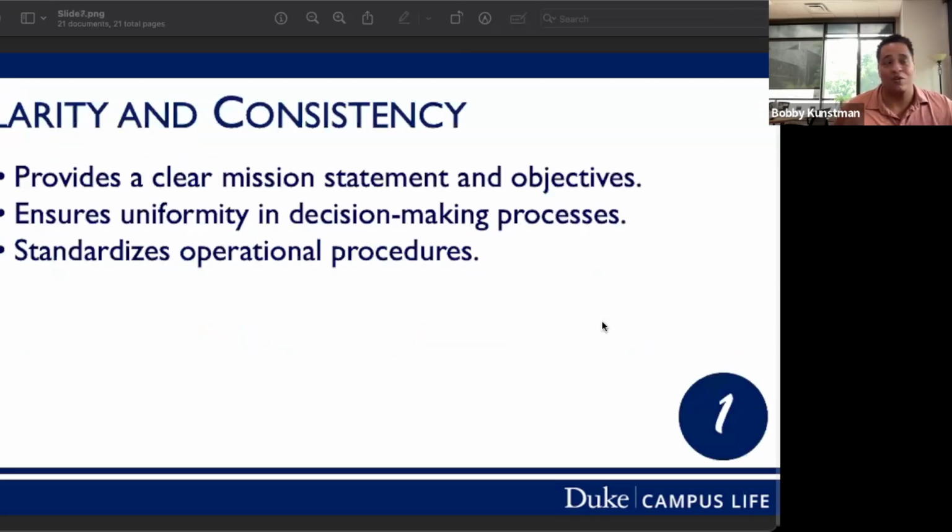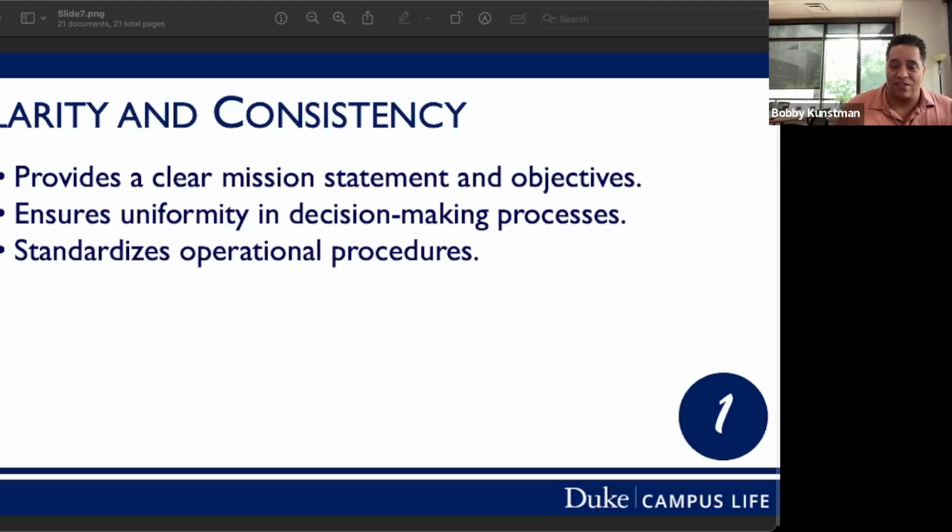And so that brings us to our very first point, clarity and consistency. A clear mission statement, a clear purpose and objectives are vital because they really guide your organization's activities. They guide the decisions you all are making. They ensure that everyone understands what the purpose of the organization is and if it's the right organization for them. When you have clarity and consistency established, it really helps inform uniform decision-making processes. In a lot of instances, it helps to prevent confusion and ensures that everyone's on the same page, which is often crucial for maintaining order and direction.